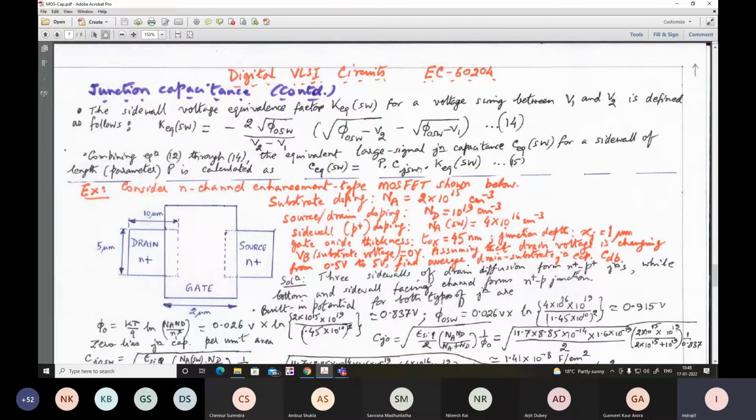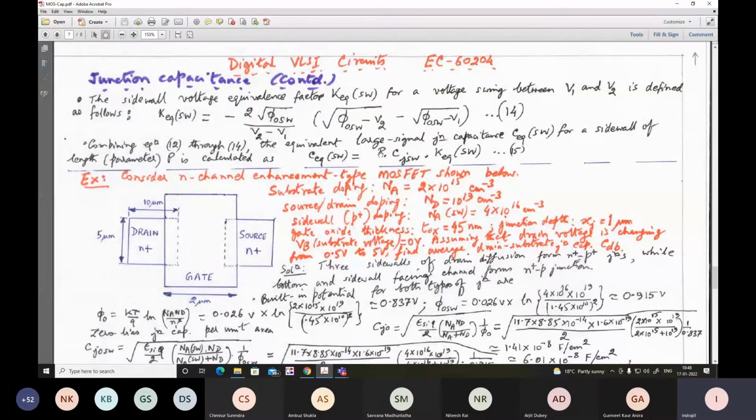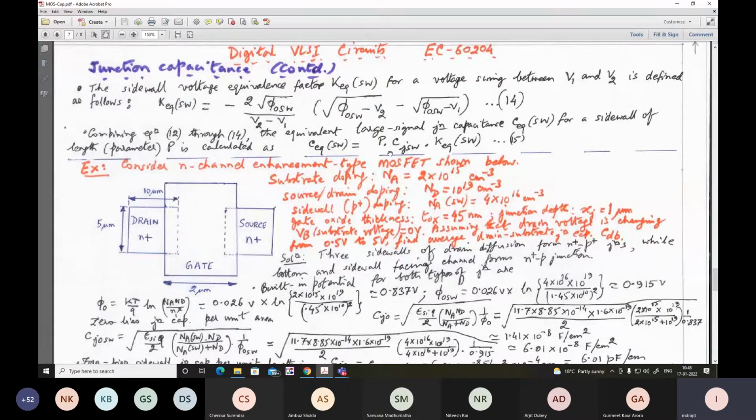CJSW, the zero bias junction capacitance per unit length, and the voltage equivalence factor. So this actually involves the A also. A has been split into two parts: the perimeter length, and the xj that has been included within this. So earlier we had written A multiplied by K multiplied by CJOSW. The CJOSW has been pre-multiplied by the junction depth, and then multiplied with the perimeter length.